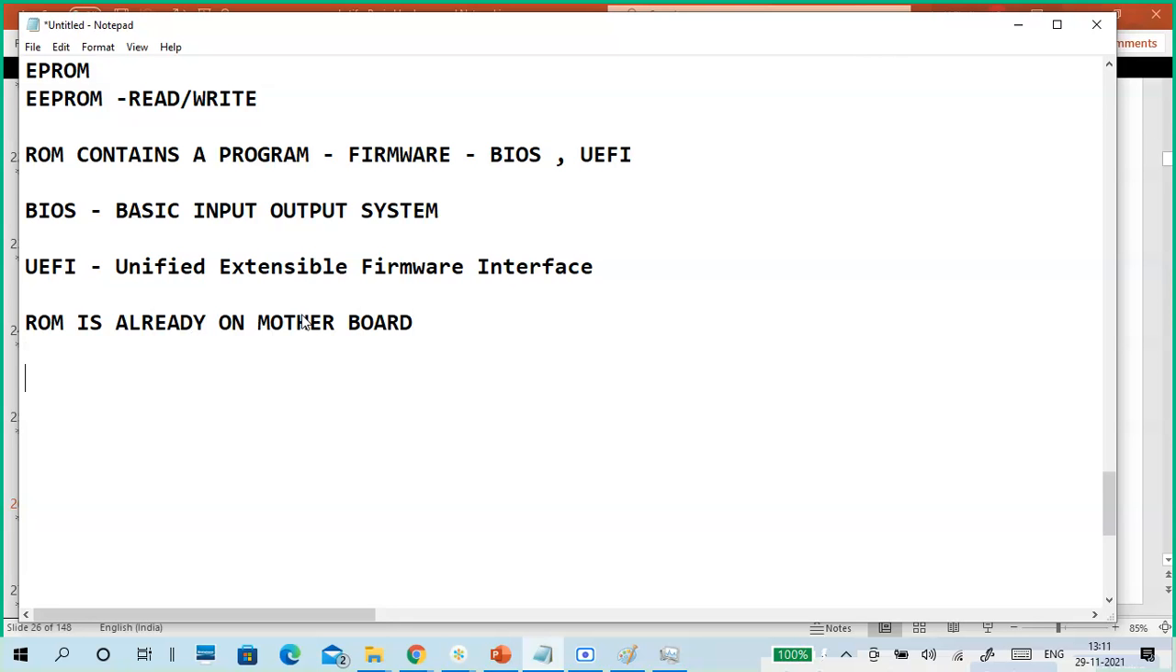ROM is already on a motherboard. It is a permanent one. So our BIOS chip. When people say BIOS, it means ROM. Some people say UEFI means it is a BIOS only. The only thing is it is an updated version of BIOS. UEFI is an updated version of BIOS.